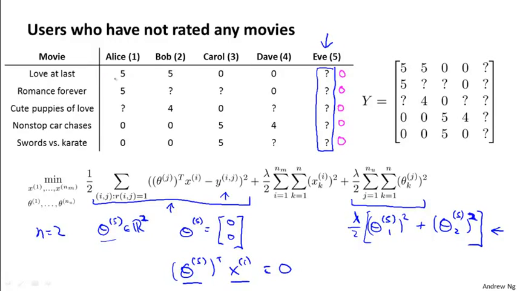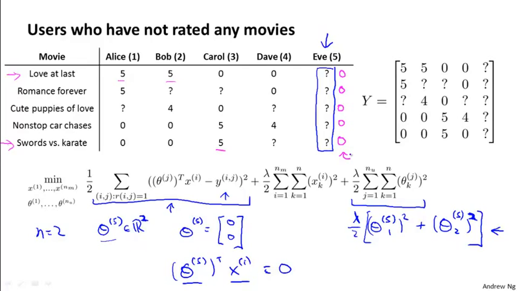I mean, if you look at the different movies, Love at Last, this first movie, a couple people rated it 5 stars, and even for Swords versus Karate, someone rated it 5 stars. So some people do like some movies. It seems not useful to just predict that Eve is going to rate everything 0 stars. And in fact, if we're predicting that Eve is going to rate everything 0 stars, we also don't have any good way of recommending any movies to her, because all of these movies are getting exactly the same predicted rating for Eve, so there's no one movie with a higher predicted rating that we could recommend to her. So that's not very good.